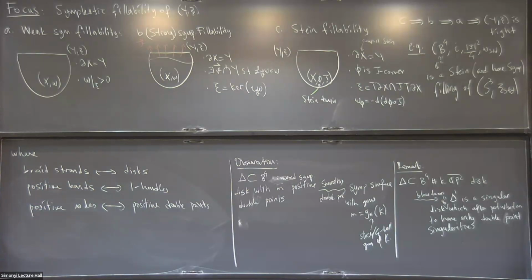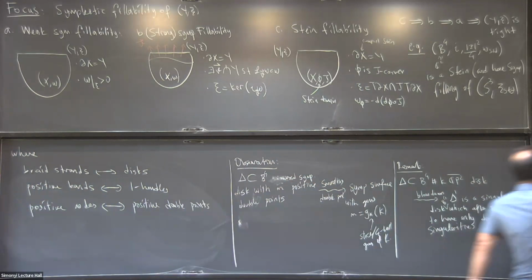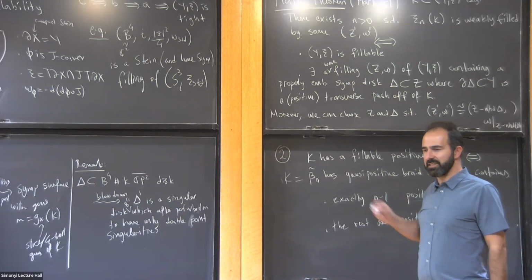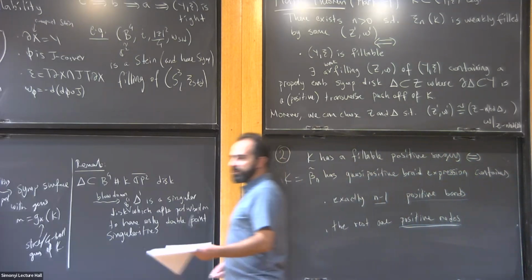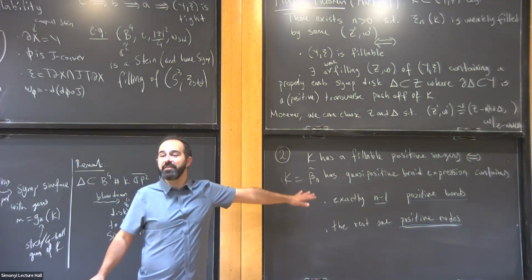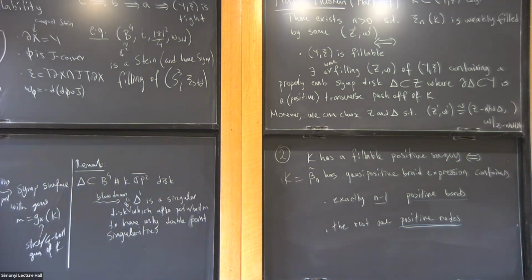So now, what is the point of the theorem? What we want in our case is to build a symplectic surface, possibly non-singular, but with positive double points. But we also want this to not be a positive genus surface; we want it to be a disk. And this condition, having exactly n-1 positive bands, guarantees that. It just guarantees that you will always get a disk out of that process. This criterion turns out to be extremely effective to detect fillability.